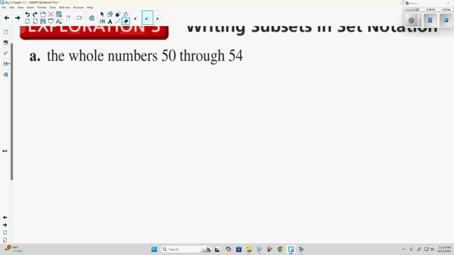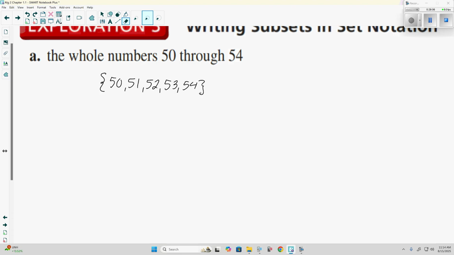What's the next one then? Can I list those? Is it easy to list all of them? Do I need to do the whole set builder notation? No, because I can go 50, 51, 52, 53. We can list them out. And we can do this easily because I can list all 5 numbers and get them all.